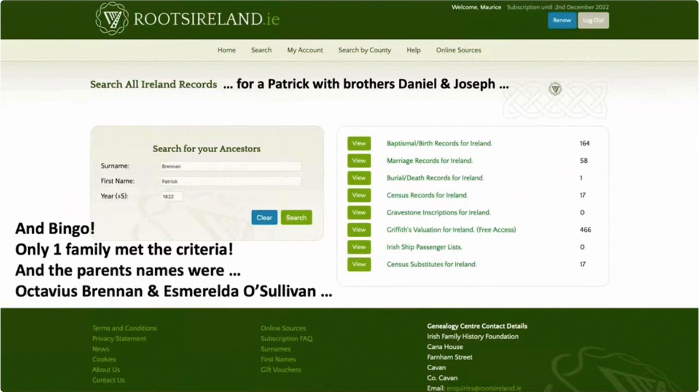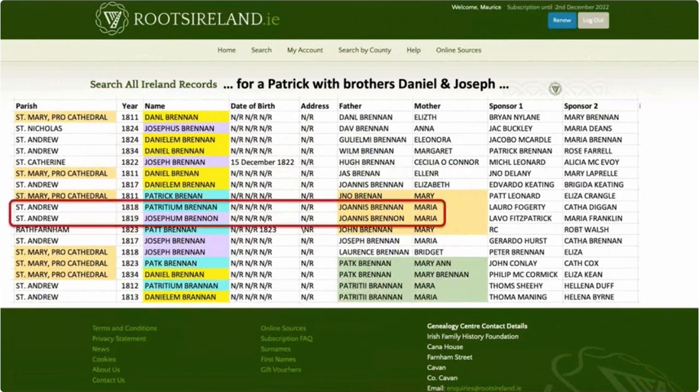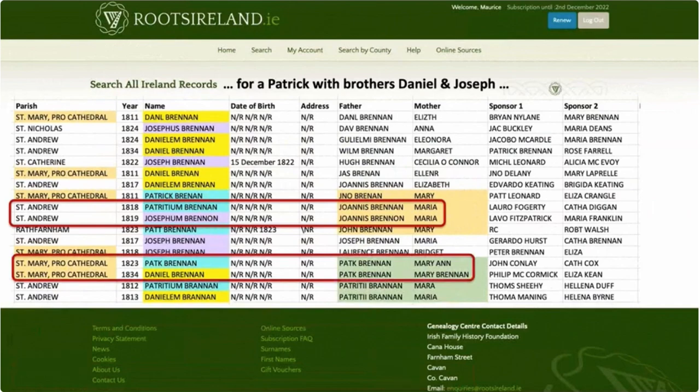And the parents' names were Octavius Brennan and Esmeralda O'Sullivan on each of the 3 baptism records. But unfortunately, this is not the case, and I can't tell you that, because it never happened. Instead, what we got were lots of Daniels and lots of Josephs and lots of Patricks. There was a Patrick and a Joseph baptized in St. Andrews, 1818, 1819, to a John and Mary Brennan. You couldn't ask for more common forenames.